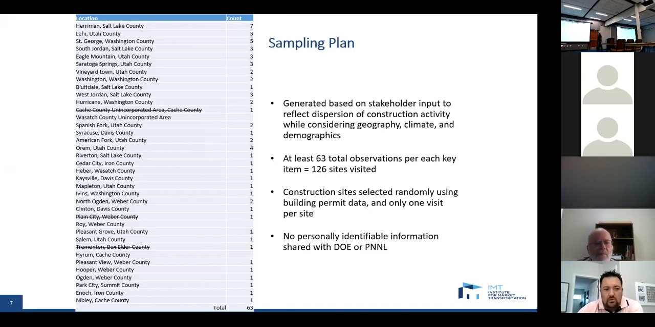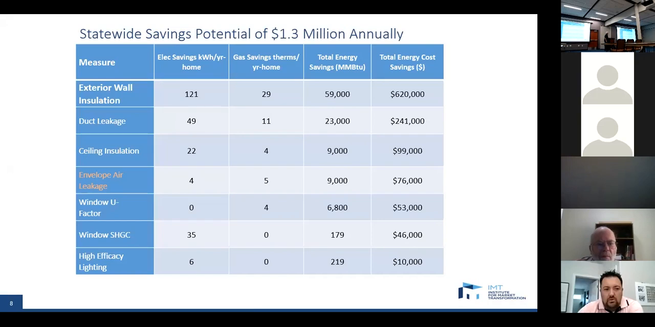These are the number of homes they looked at in each one of these areas. So that was a pretty broad list. And did Kelly say the walls? The walls was the biggest one. Why do you think the walls was the biggest one?